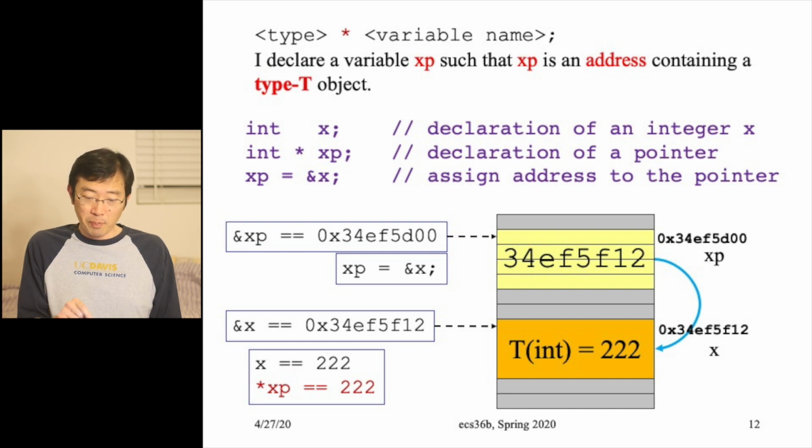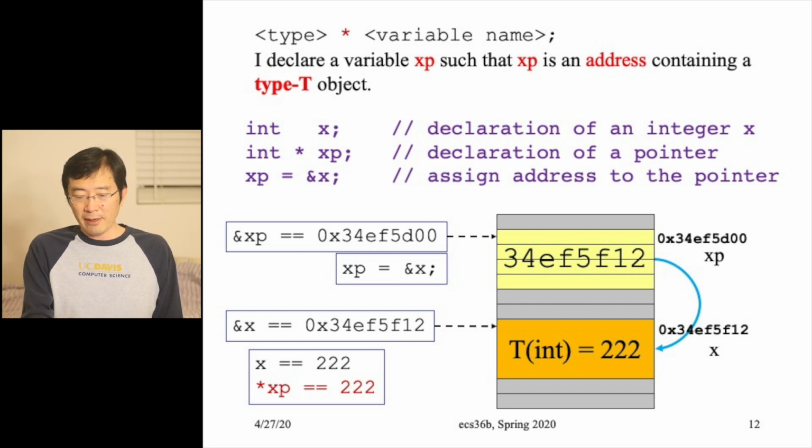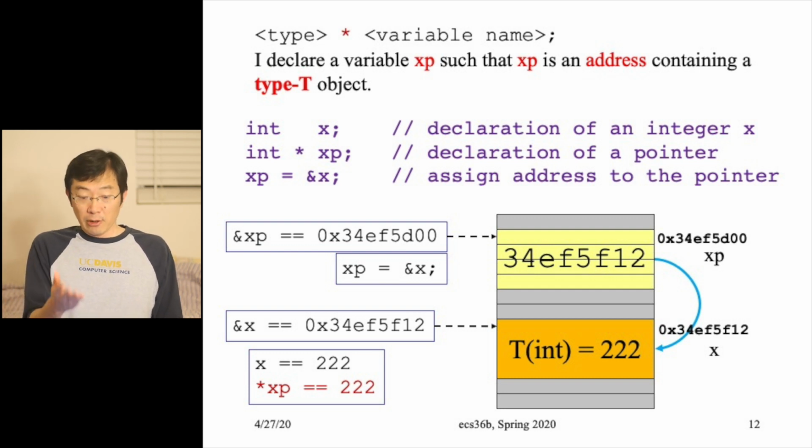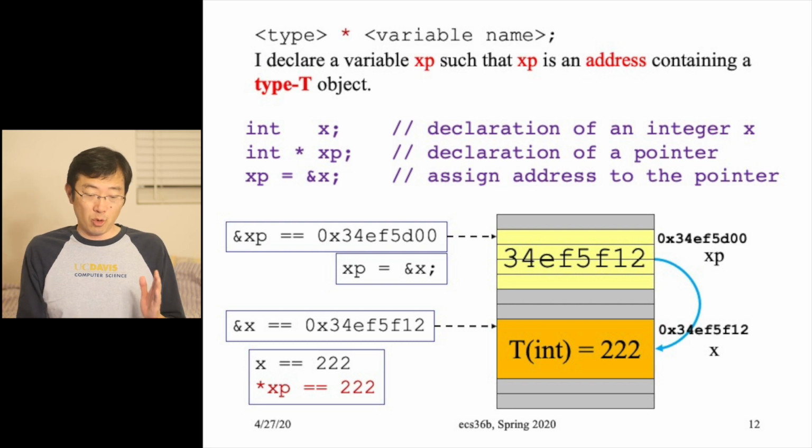So when we execute the third statement, xp is equal to &x, that statement essentially puts x's address, which is the first byte of that orange integer, whose value right now is 222, into XP. The first byte's address is 0x34EF5F12. I'm storing that value into that yellow 4 bytes. So essentially XP has its own address, and its content is also an address for another integer. That's what we're implementing between x, XP, and &x.